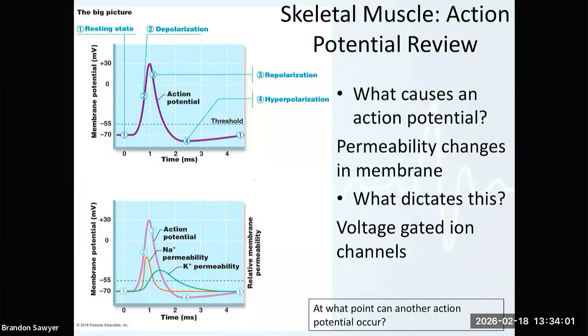So that's just the review of stuff we learned last semester. Questions on any of that? The other thing to note here is the x-axis. We're going to look at some other action potentials that are different in a second, but this whole thing really only takes about 2.5 milliseconds. This whole x-axis is 4, but really we're ending hyperpolarization at about 2.5 milliseconds. We'll compare that to what it looks like in cardiac muscle in a second, which is a lot different.